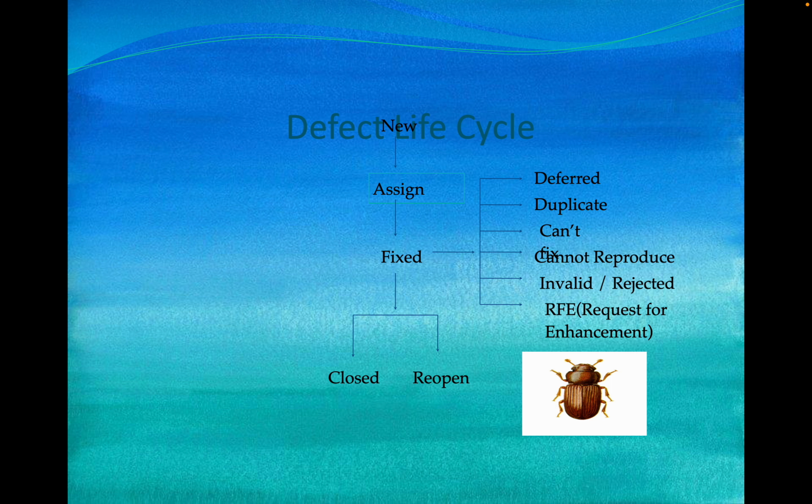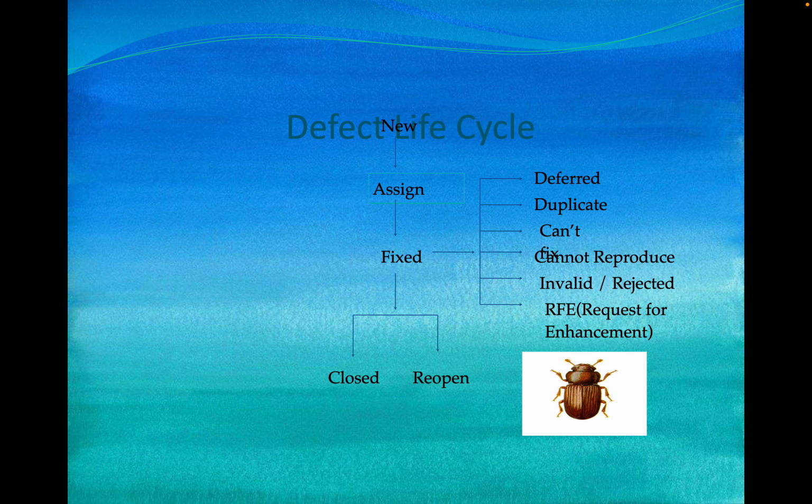So the final status for a defect will be either closed or reopened. That's the cycle of the defect. Once the defect is identified, it is given a status of new. When a defect status is new, it should be assigned to a developer. The developer has to fix the defect, and the defect has to be followed by the final status of closed, or it has to be reopened. So that's the life cycle for the defect.